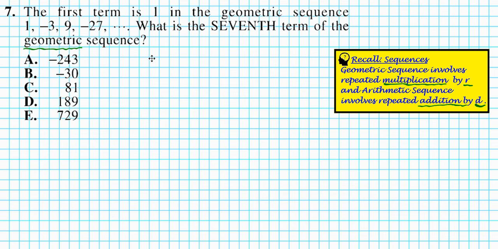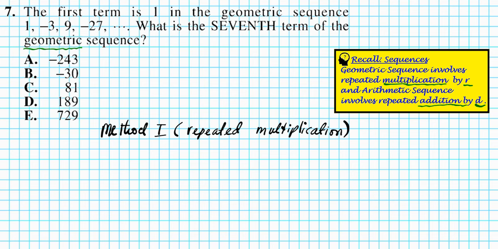Now this problem is a geometric sequence problem, so the growth pattern is going to be repeated multiplication by some constant ratio. Now, I'm going to show you two ways of solving this problem. You can do this by repeated multiplication or by using the formula for the nth term of a geometric sequence. So let's take a look at the first method. Method 1 is the repeated multiplication method. Whichever one is faster for you, go ahead and use it.